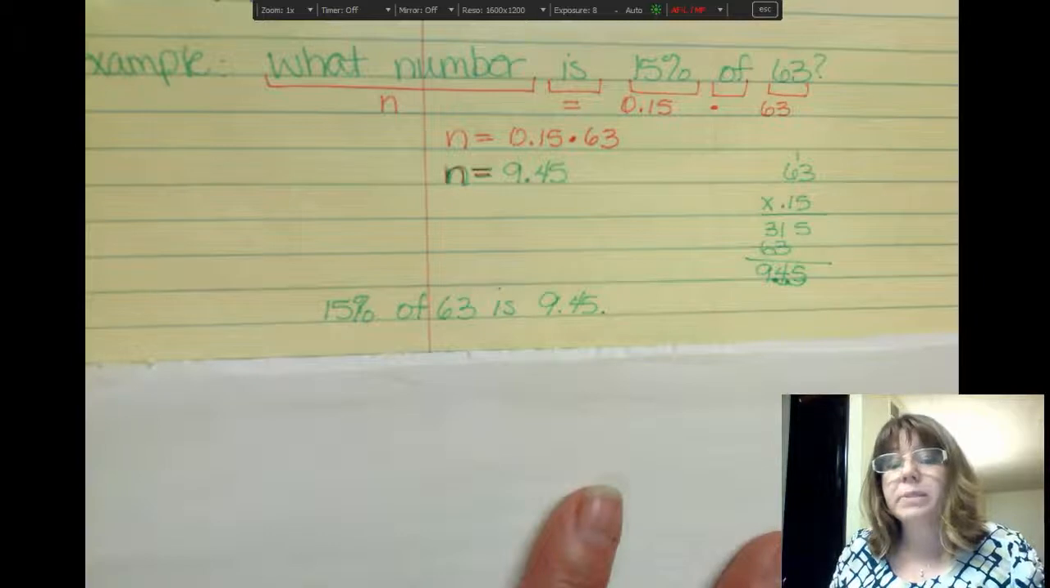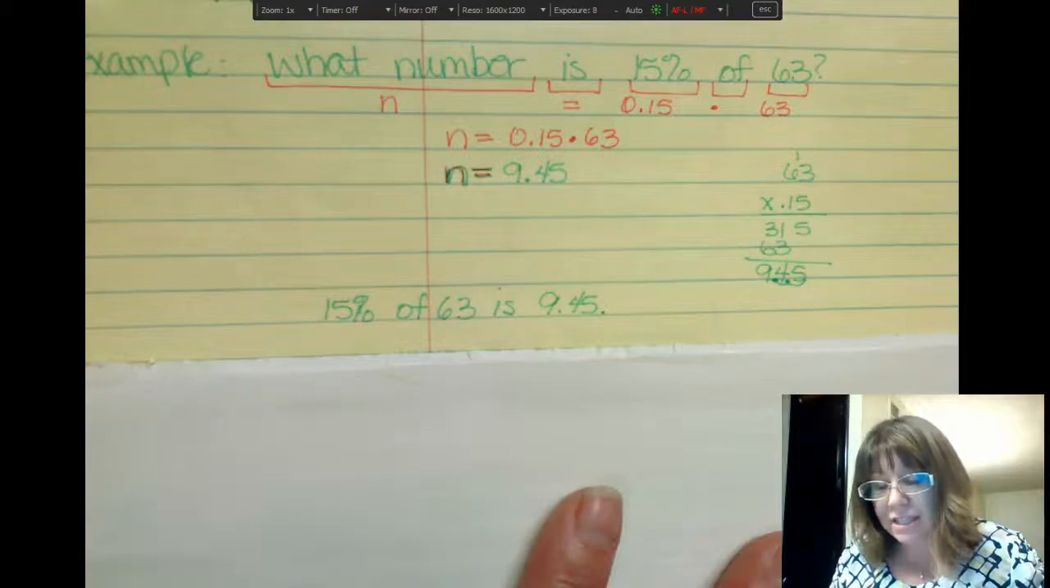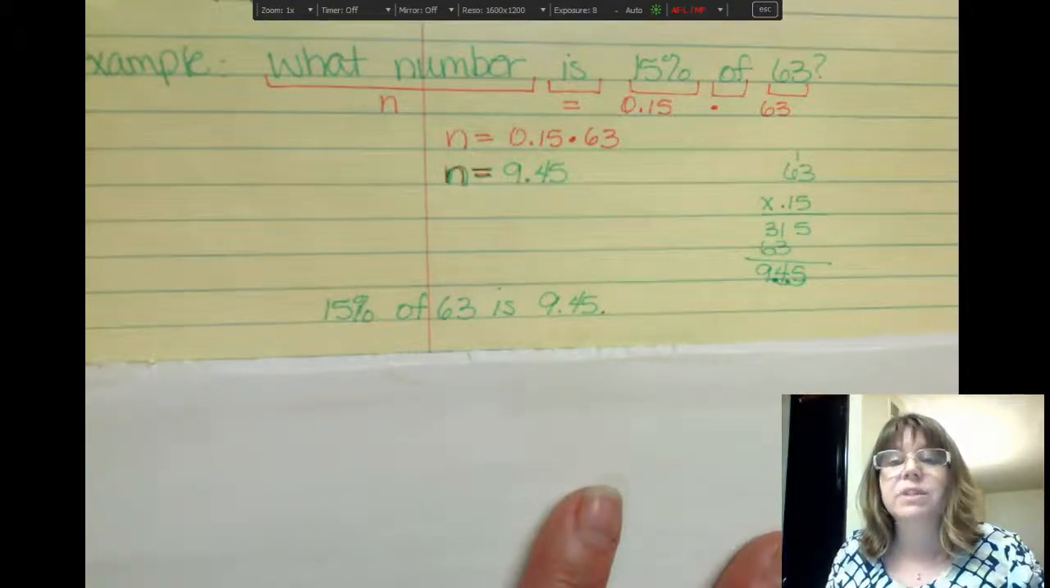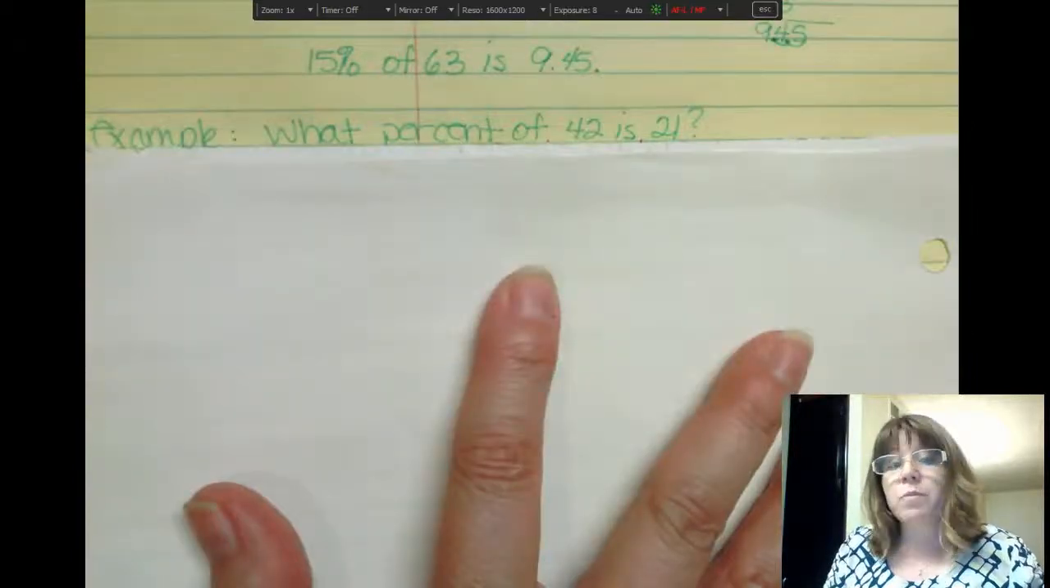The answer, what number is 15% of 63? 15% of 63 is 9.45. Or, if we want to word it exactly like what our question is asking, it would be 9.45 is 15% of 63. Let's try the second type of problem.